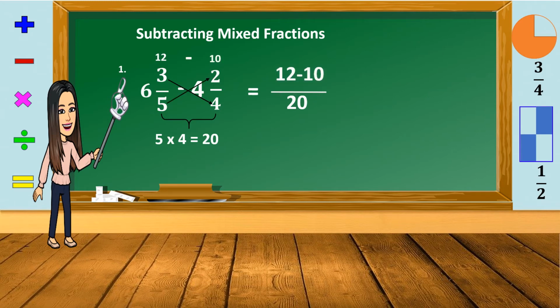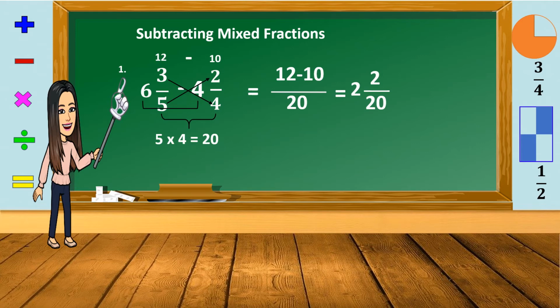Subtract the cross products. We now have 12 minus 10 over 20. 12 minus 10, the answer is 2. Copy the common denominator, which is 20. So your fractional part here is 2 over 20. Then subtract the whole numbers. 6 minus 4, the answer is 2.